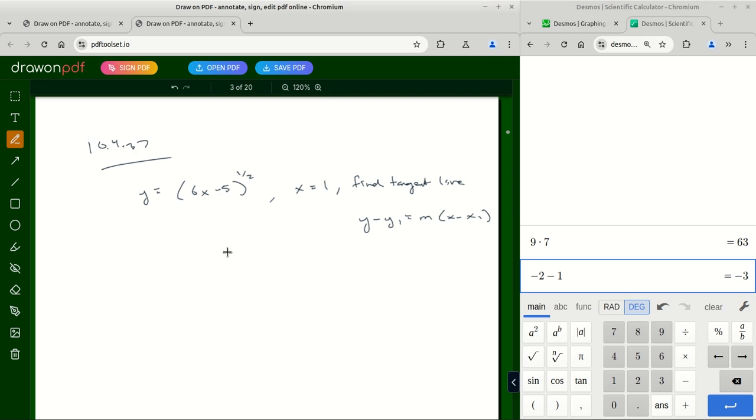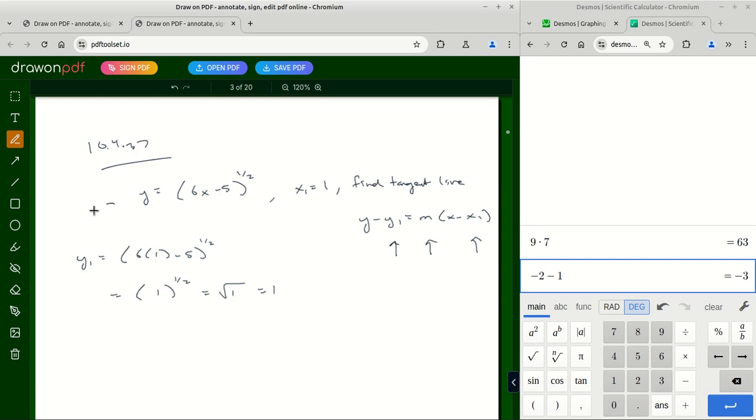Let's find some derivatives. So again, we need 3 different things: a y, an x, and an m. So I've got my x. I need to find y. So let's find y by plugging in the x, which is a 1. Remember that the half power is technically a square root. So you're saying square root of 1. Again, 6 minus 5 is 1. So the square root of 1 is 1, just in case you know. So there's your y value.